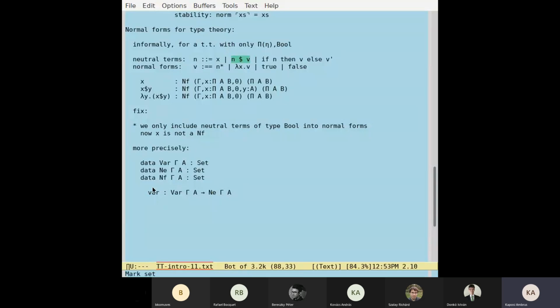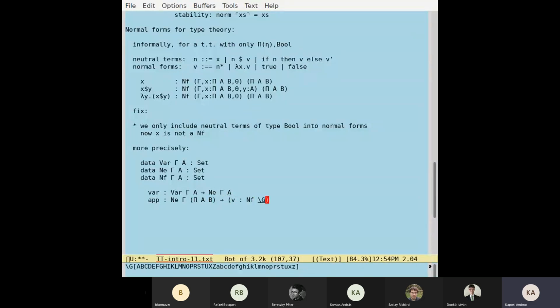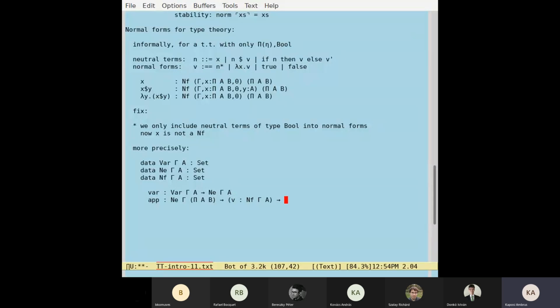Then I want application. Application says that if I have a neutral term of type pi A B, and I have some V, which is a normal form of type A, then I get a neutral term at type B. But this is not of type B, because B is in gamma extended by A, so I need to substitute it with V. But wait, substitution is on terms and V is a normal form.